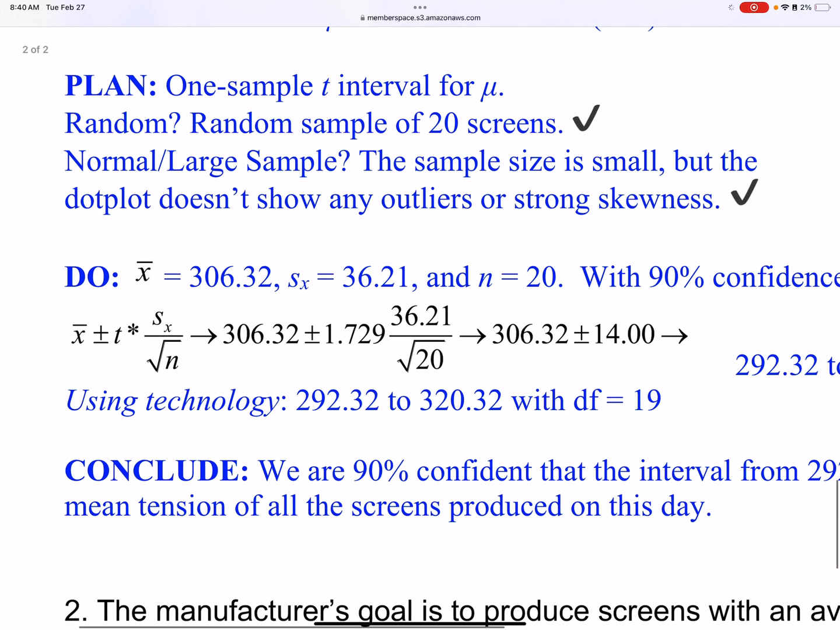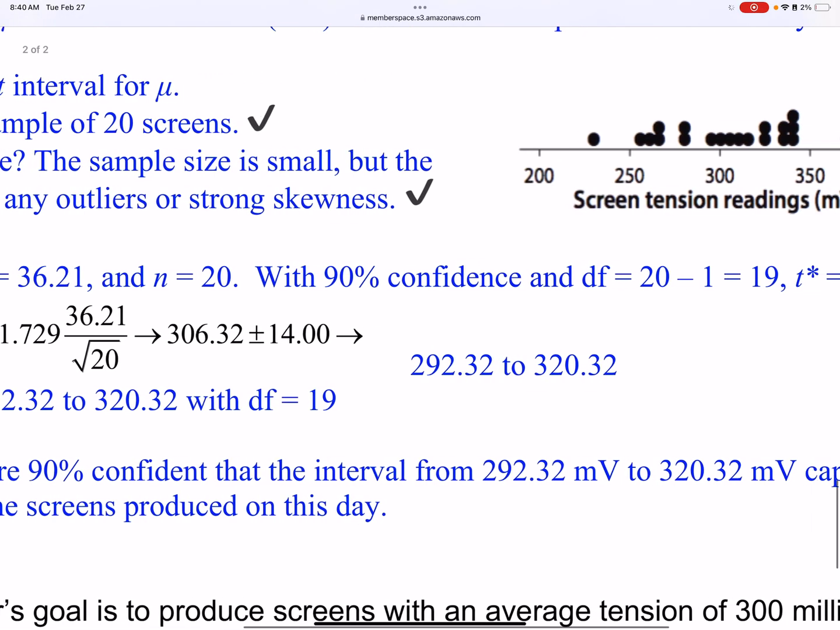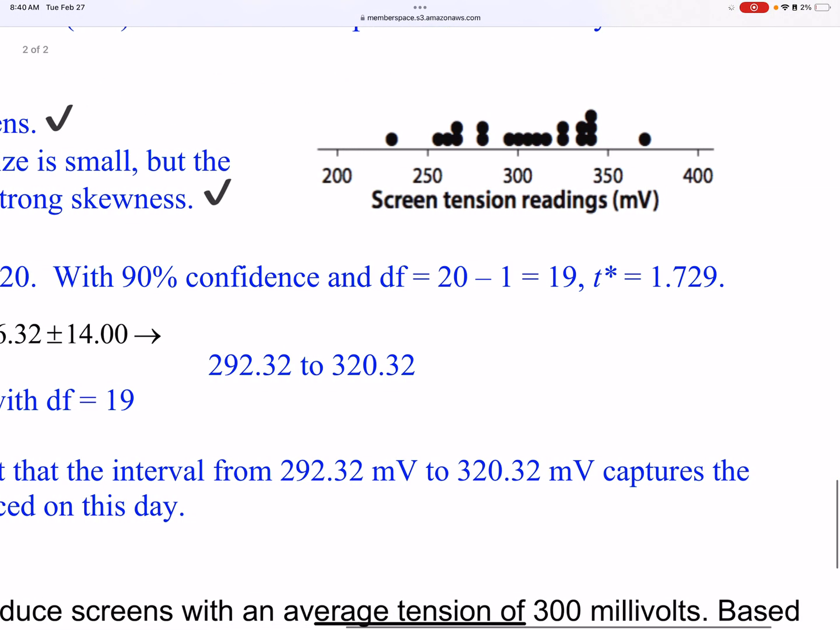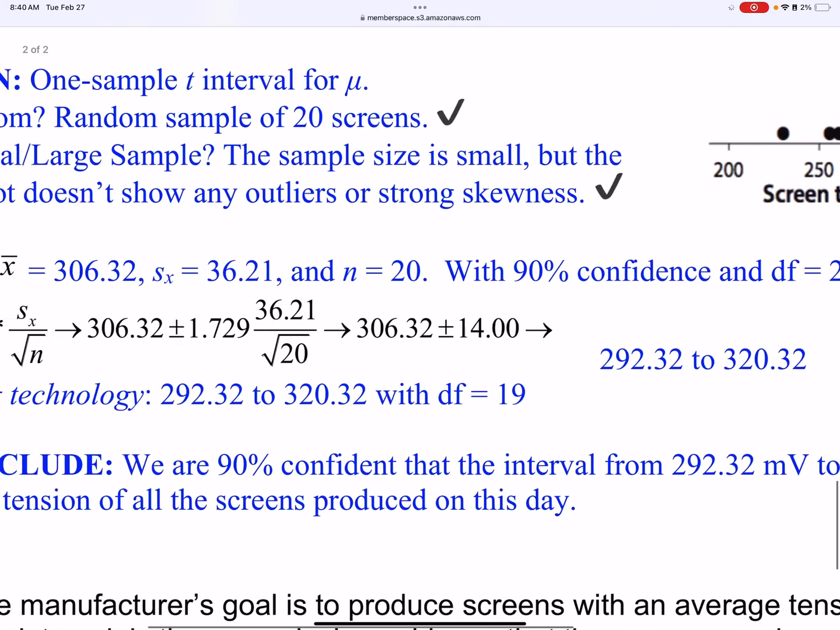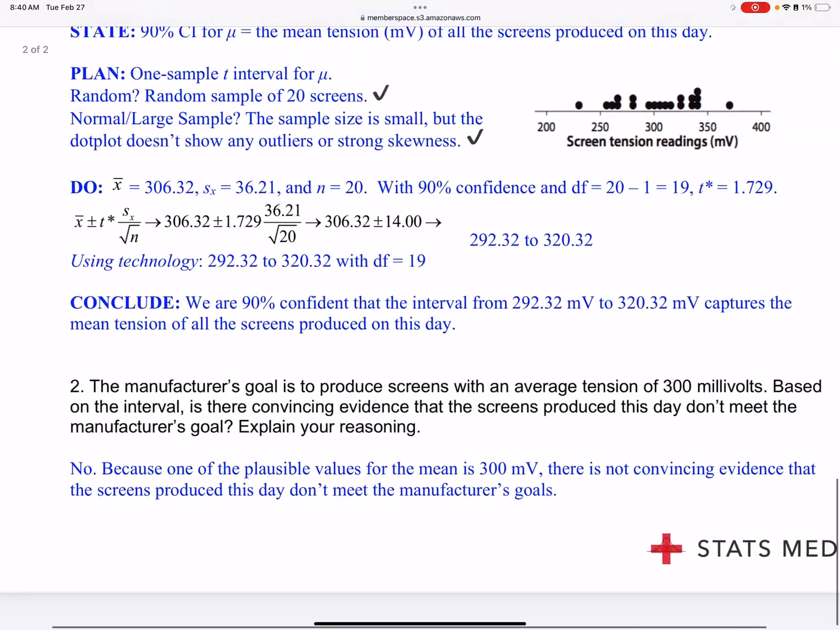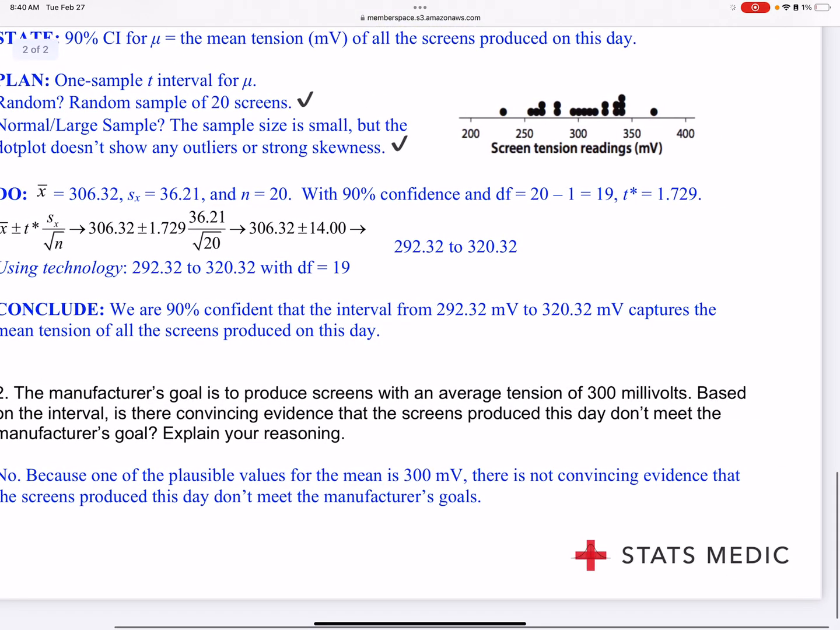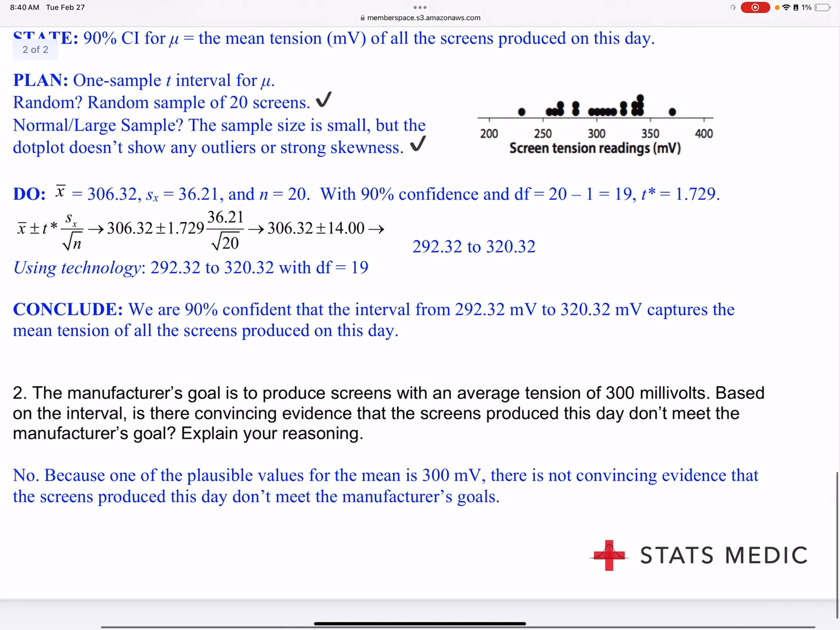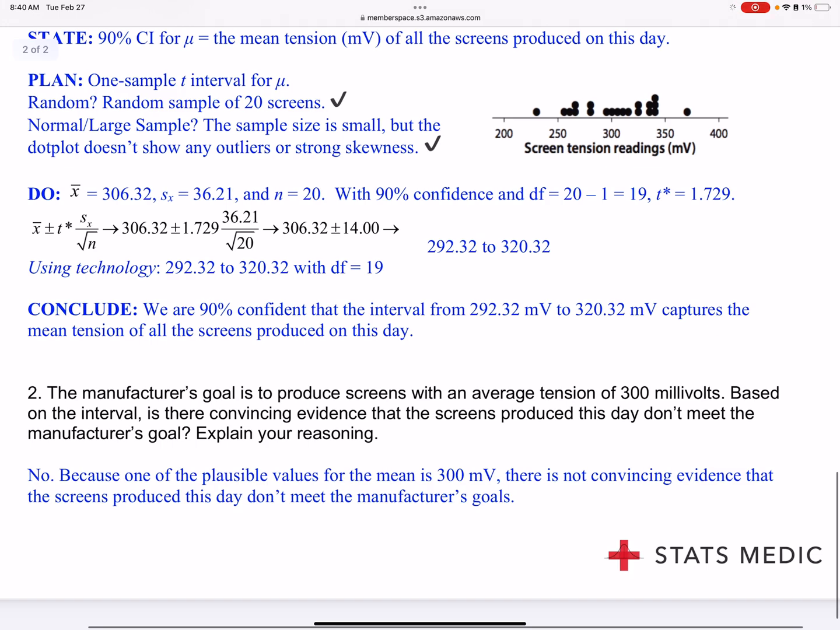Using technology, this is what we get, and we are 90% confident that the interval from 292.32 to 320.32 captures the true mean. All right, the manufacturer's goal is to have an average of 300. Will it meet it? Based on the interval, is there convincing evidence the screens don't meet it? No, it does meet it. It looks like 300 is plausible, that it's somewhere between 292 and 320.